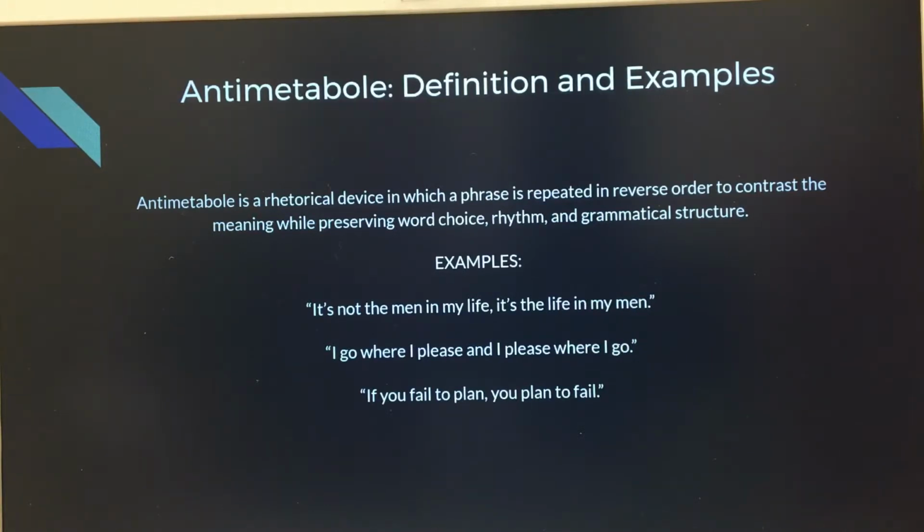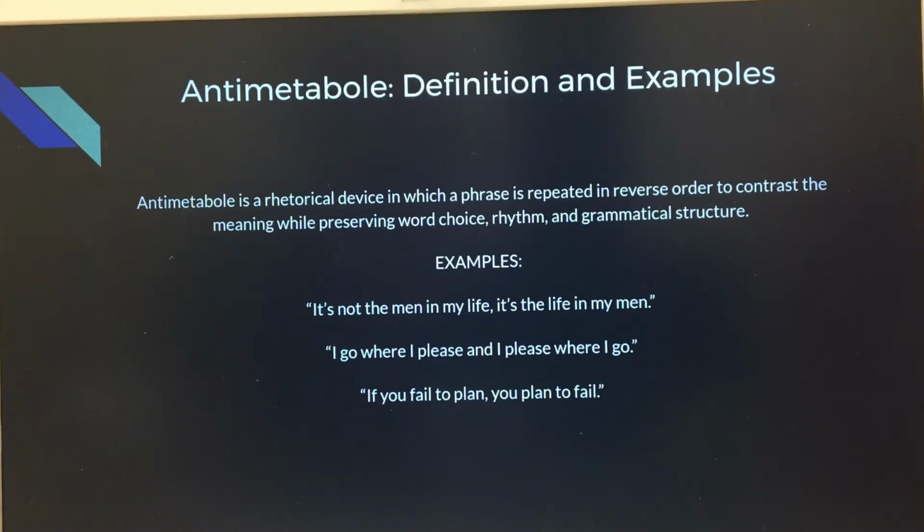Antimetabole is a rhetorical device in which a phrase is repeated in reverse order to contrast the meaning while preserving word choice, rhythm, and grammatical structure. The juxtaposition of the meaning between the two clauses, the phrase and its inverse, occurs through the opposite meaning that must be present in an antimetabole.